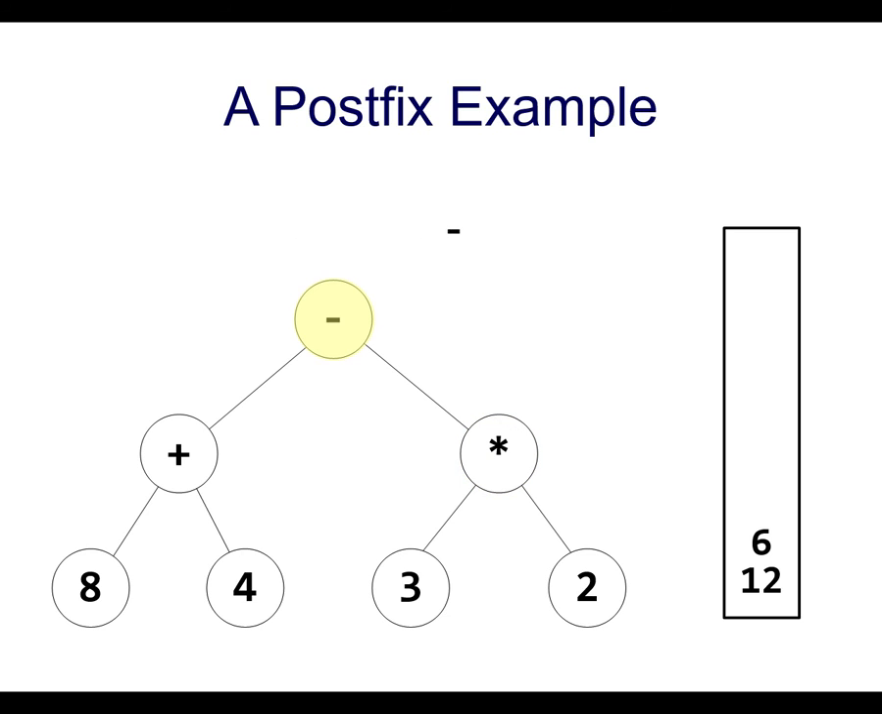Subtraction is an operator, so an evaluation is needed. The 6 is popped off. Then the 12 is popped. The evaluation, 12 minus 6, is performed. Then the 6 is pushed onto the stack. We have reached the end of the expression, so the one value on the stack, 6, is the value of the whole expression.